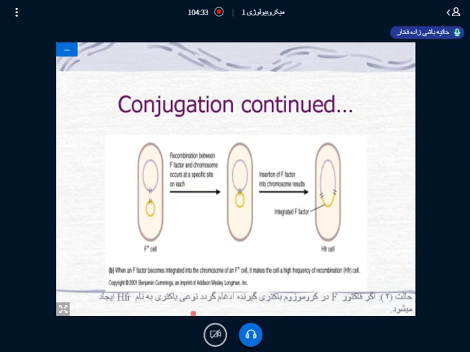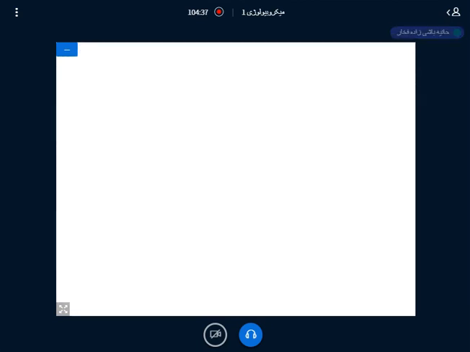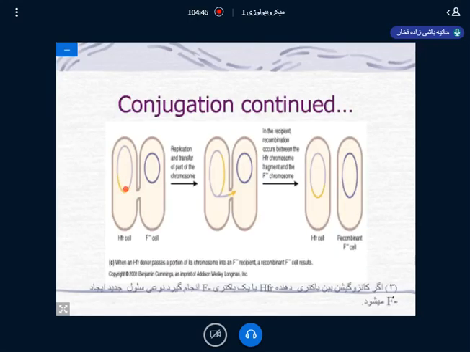Okay. Next slide. Here we have an Hfr cell which has one part of the plasmid of another cell, and we have one F negative cell. The integration, and we have two cells. One of them with the chromosome of bacteria, and one of them with the new plasmid chromosome. Okay.